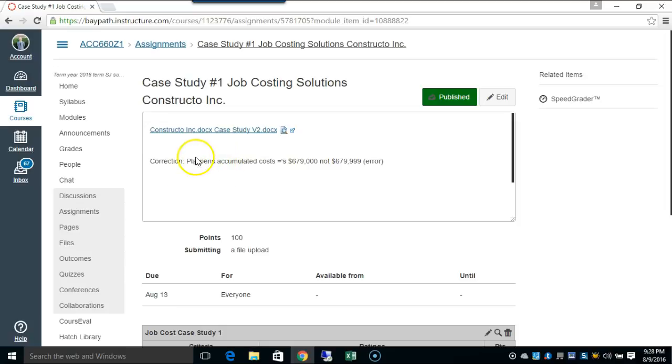Just so you know, there's a correction on the case study. The playpen's accumulated cost is $679,000, not $679,999.